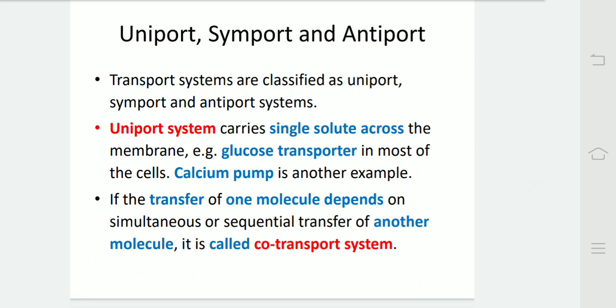Uniport, symport, and antiport. Transport systems are classified as uniport, symport, and antiport systems. A uniport system carries a single solute across the membrane. Examples are the glucose transporter in most cells and the calcium pump. If the transfer of one molecule depends on simultaneous or sequential transport of another molecule, it is called a co-transport system.